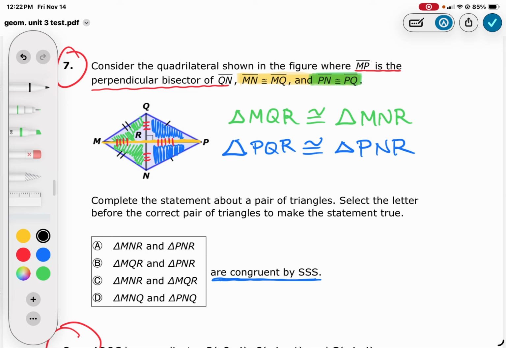A has MNR and PNR. Those two triangles are not congruent. B has MQR and PNR. Once again, those two triangles are also not congruent. MNR and MQR, those are congruent based on side. And then the last one says MNQ and PNQ. Once again, those are not congruent. So the best answer choice here would be answer choice C.